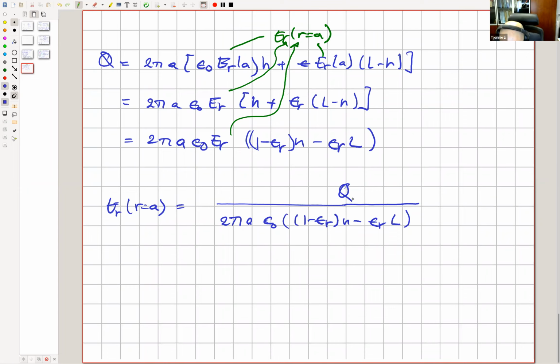Is it plus epsilon naught? Yes. Good job. Now that we know what the thing is on the boundary, we can see if we can try to get it for the rest. So again, I'll give you a few minutes to think about how to get it for the rest of the dielectric.